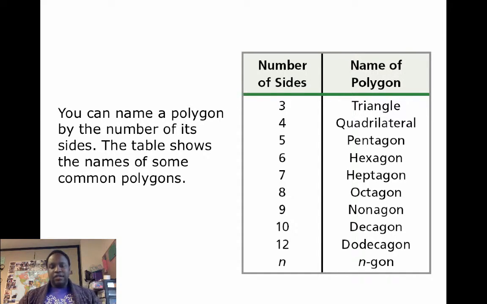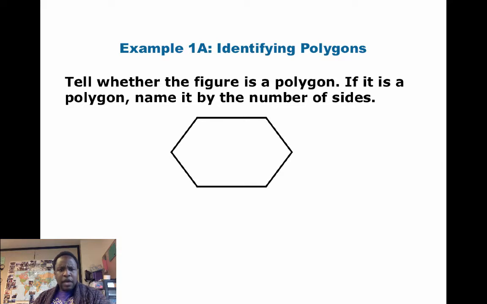And so one of your tasks is going to be to remember how to name these different polygons. So tell whether the figure is a polygon. If it is a polygon, name it by the number of sides. Okay, so remember, polygons have all the sides or segments, and all of the segments meet at vertices. So, yep, this works. This is a polygon. And now, since this is a polygon, it has 1, 2, 3, 4, 5, 6 sides. And a 6-sided polygon is a hexagon.